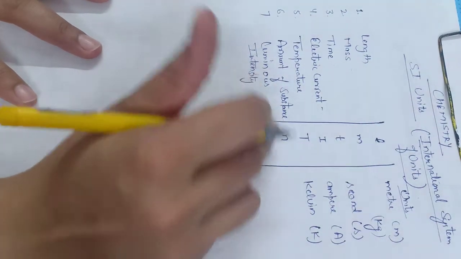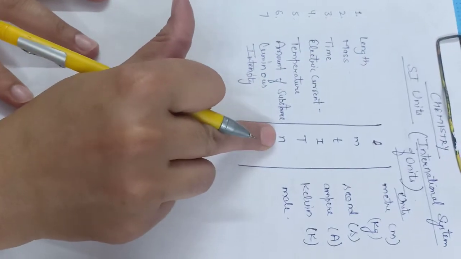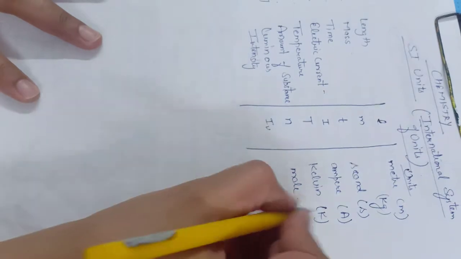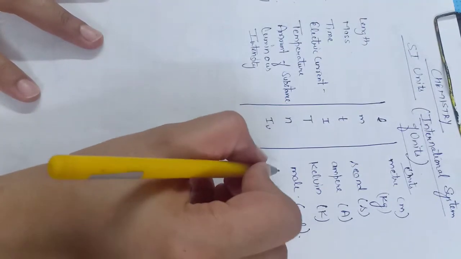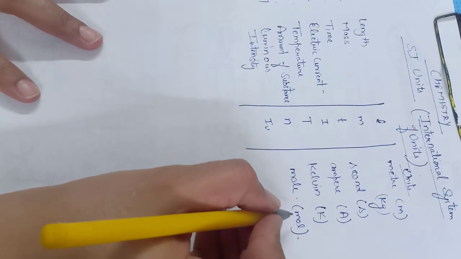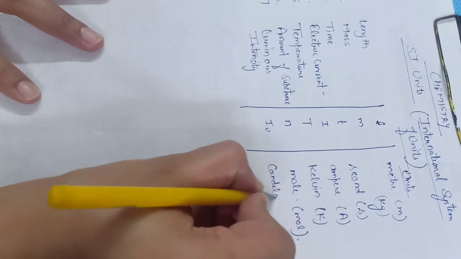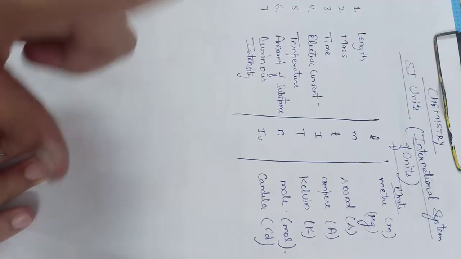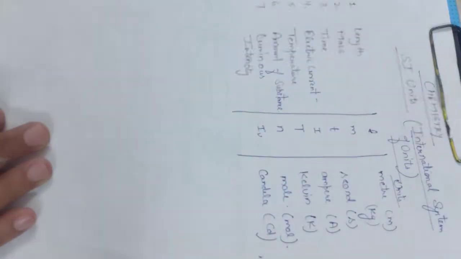Next is amount of substance, symbol is n. The unit for this physical quantity is mole, and the symbol for mole is mol, not mole. And for luminous intensity, the unit is candela and the symbol is cd. So these are the 7 basic physical quantities with their basic units, that means SI units or international standard units.